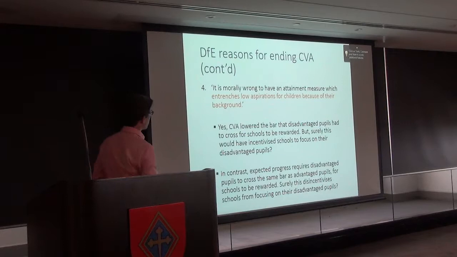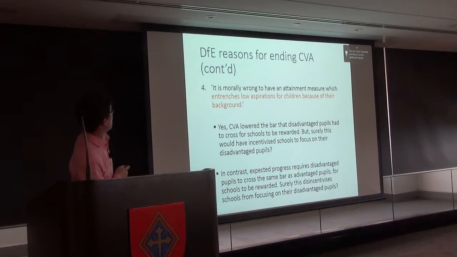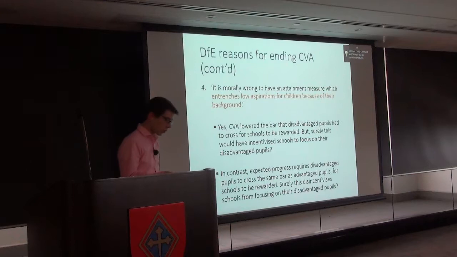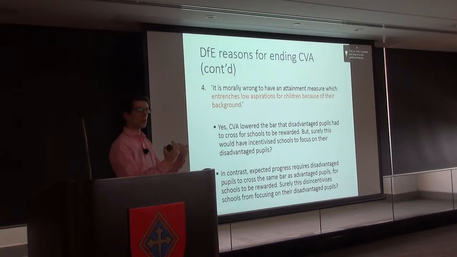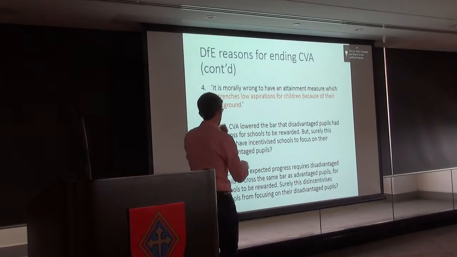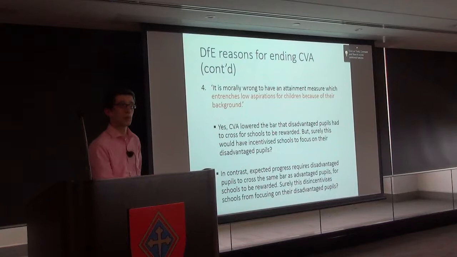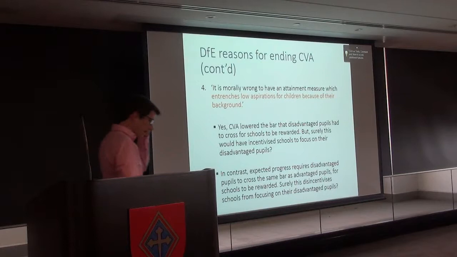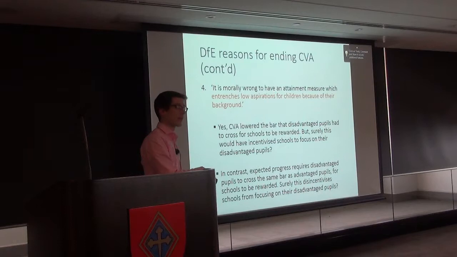So then they go on to say it's morally wrong to have an attainment measure which entrenches low aspirations for children as a function of their background. By adjusting for social class, you're effectively rewarding schools with relatively lower performances for these kids than other ones. You're setting a lower bar, if you like, for disadvantaged pupils to cross than advantaged pupils. So in a way, you are setting different aspirations. But by doing that, you actually make it feasible for the school to get some reward out of the low prior attainers, and so they actually expend some effort on them.